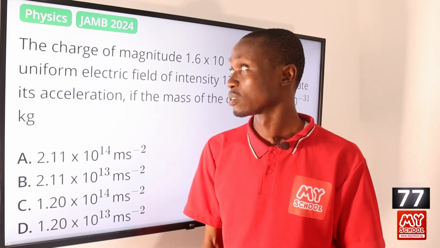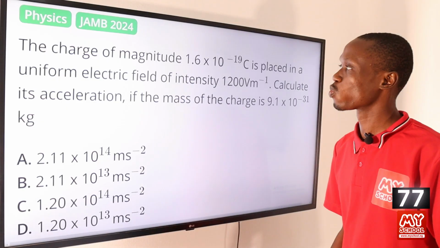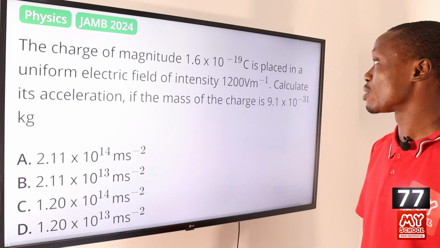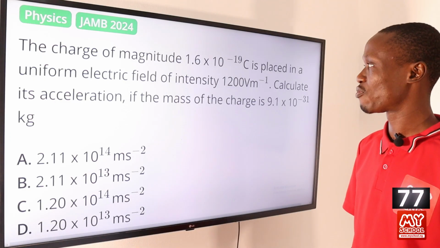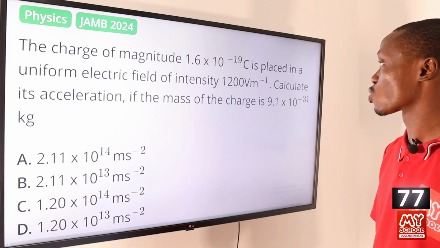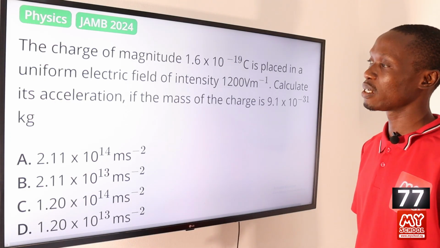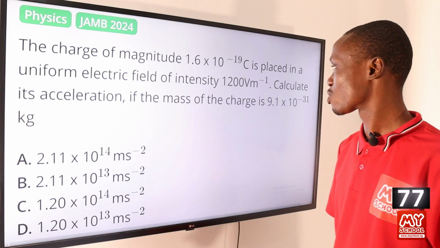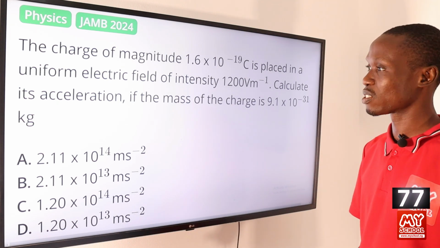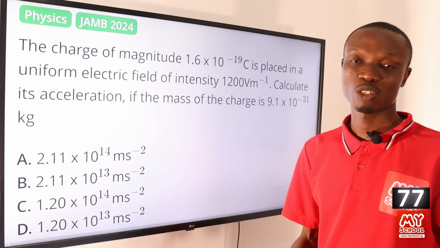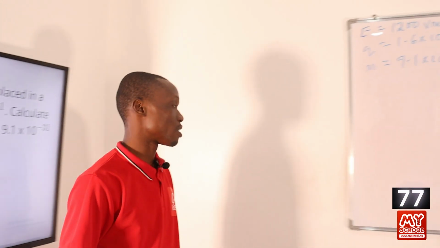Question 77. A charge of magnitude 1.6 times 10 raised to the power minus 19 coulombs is placed in a uniform electric field of intensity 1200 volts per meter. Calculate its acceleration if the mass of the charge is 9.1 times 10 raised to the power minus 31 kilogram. So let's move over to the board to provide the answer to this question.